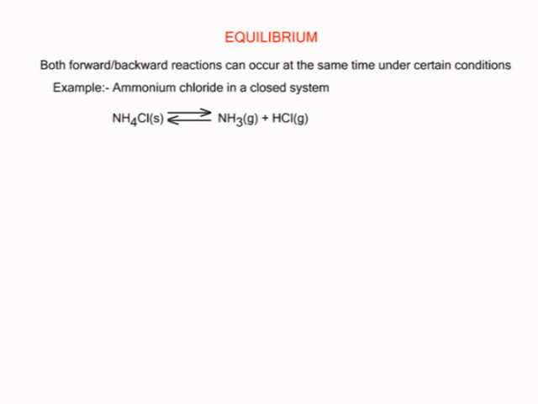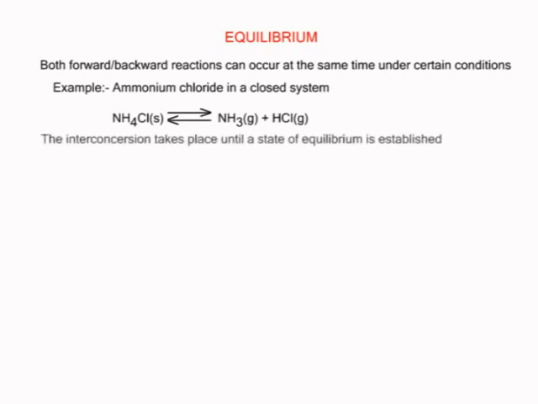Now, if the system is heated, both the forward and backward reactions do occur. At first only the ammonium chloride is present, and thus its concentration is quite high. On warming, it decomposes into ammonia and hydrogen chloride. Initially the forward reaction is faster. Why? Due to the high concentration of ammonium chloride. But with time the ammonia and hydrogen chloride build up and the backward reaction takes place.